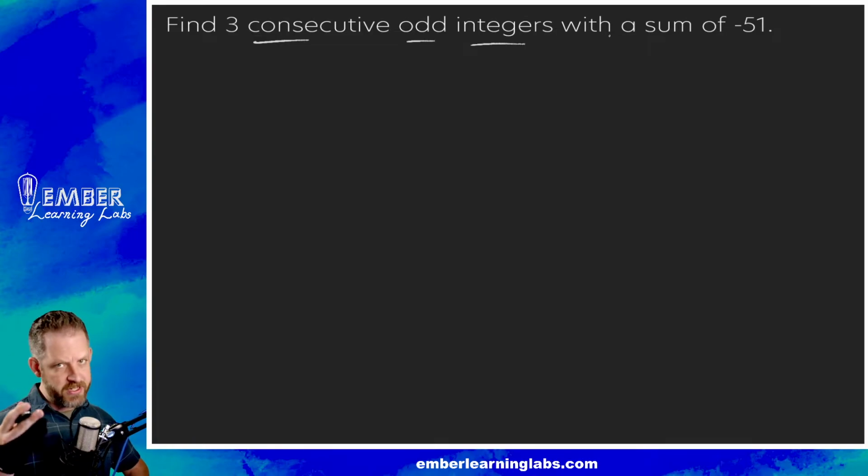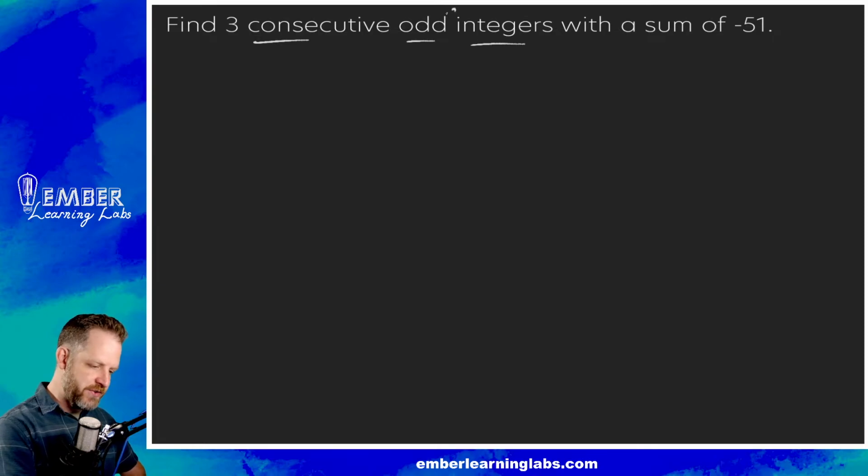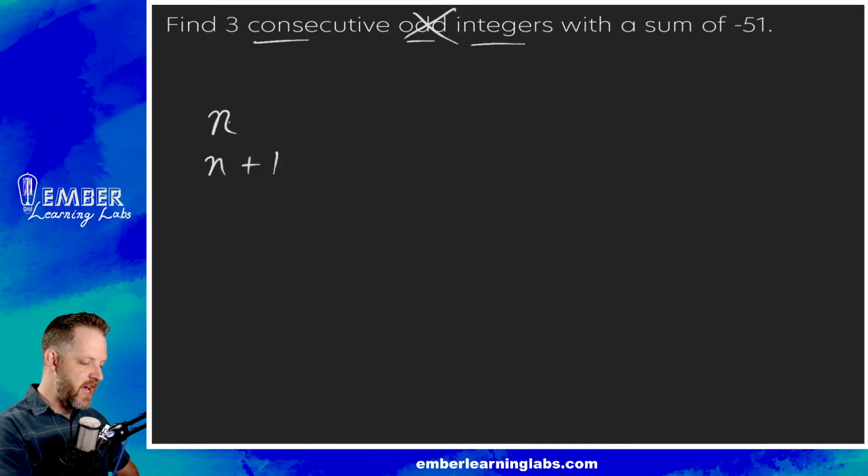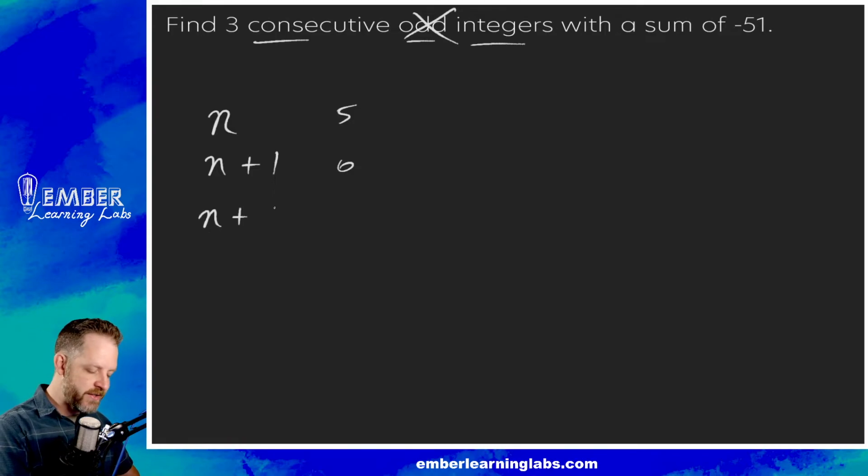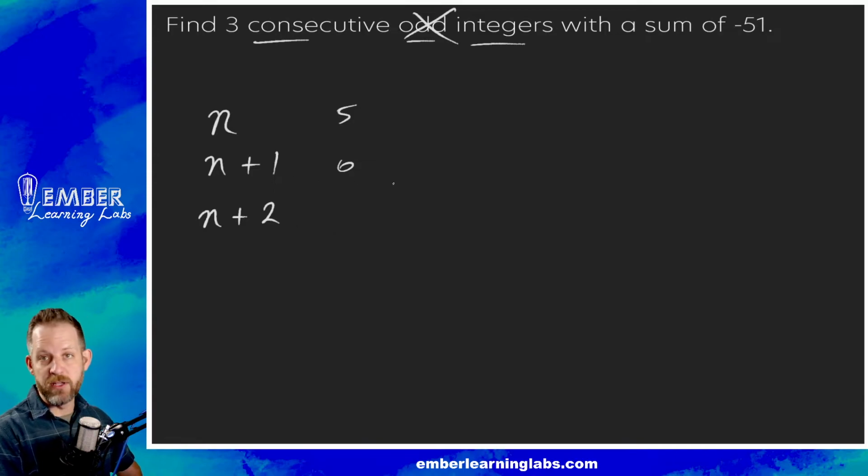So what does consecutive mean? Consecutive means in a row, right? So if we were finding consecutive just integers, period, and this odd wasn't there, then if we had one integer and we called it n, to get to the next consecutive integer, it would be n plus 1. So like say our integer was 5. Then to get to the next one would be 5 plus 1, which would be 6. And then to get to the next one, it would be n plus 2. N plus 1 plus 1, right? Which would be, in this case, 7.